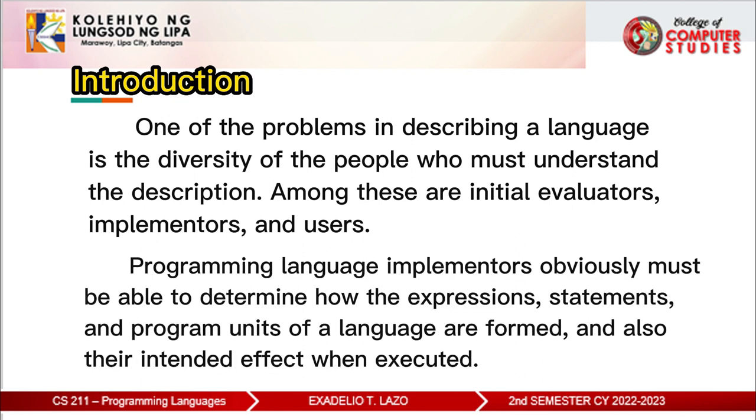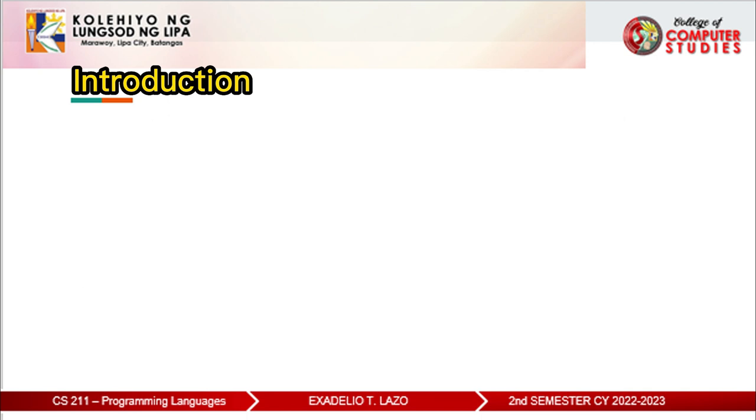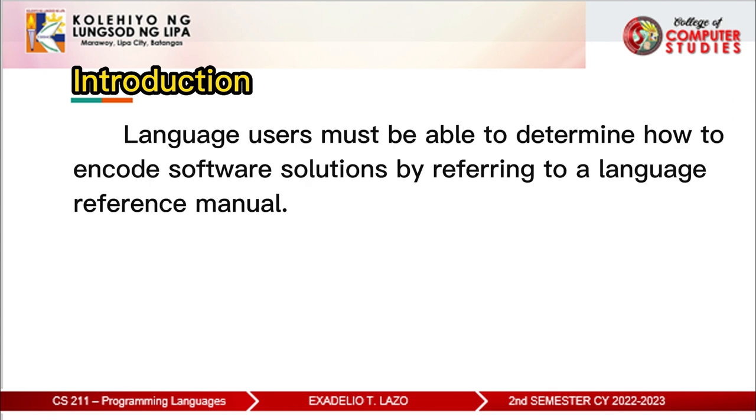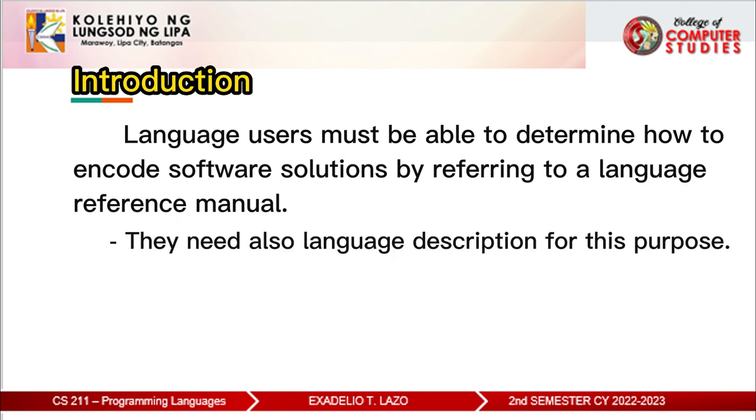Programming language implementers obviously must be able to determine how the expressions, statements, and program units of a language are formed, and also their intended effect when executed. The difficulty of the implementer's job is, in part, determined by the completeness and precision of the language description. Language users must be able to determine how to encode software solutions by referring to a language reference manual. Textbooks and courses enter into this process, but language manuals are usually the only authoritative printed information source about a language.